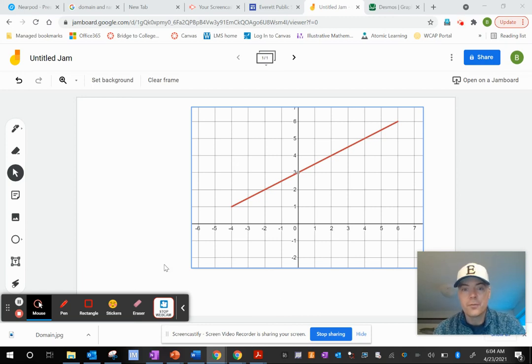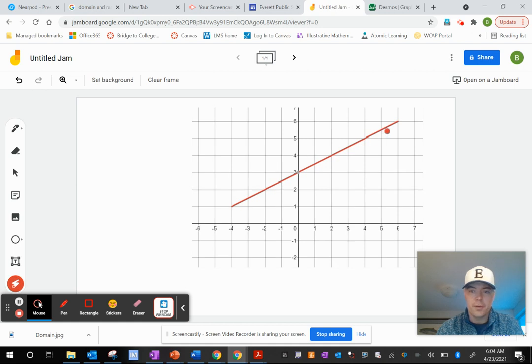Today we're going to be going over domain and range. If you look here, you can see I've got a little Jamboard pulled up and we have a graph right here and a function that's been graphed on here, right? It's in red.